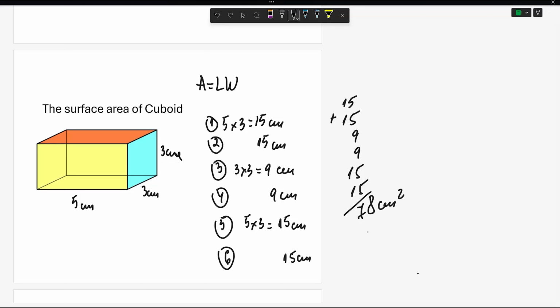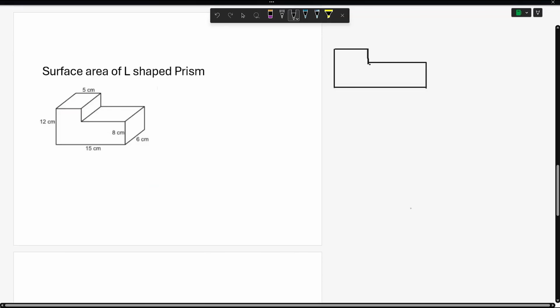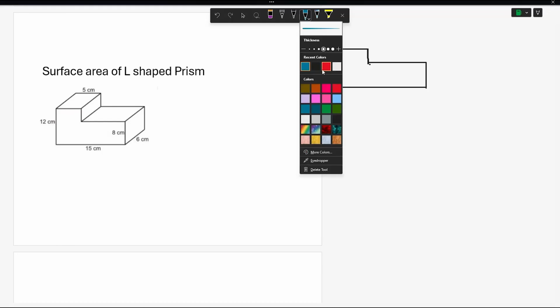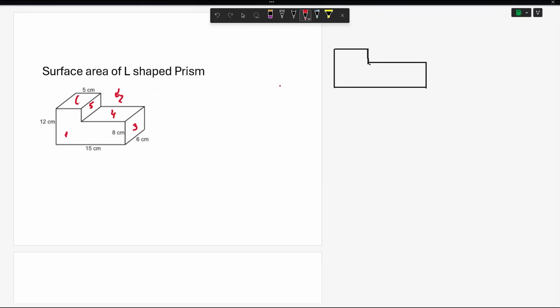Let's look at another example. This time we have L-shaped prism. Before we start, let's see how many sides I have. So let's count. We have a side 1. On the back, it's going to be side 2, side 3, 4, 5, 6, 7, and 8 here. Right, so L-shaped prism has 8 sides.